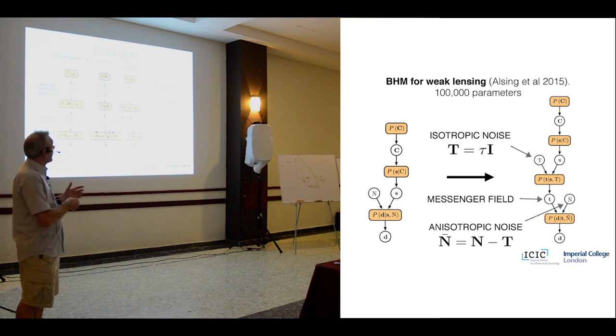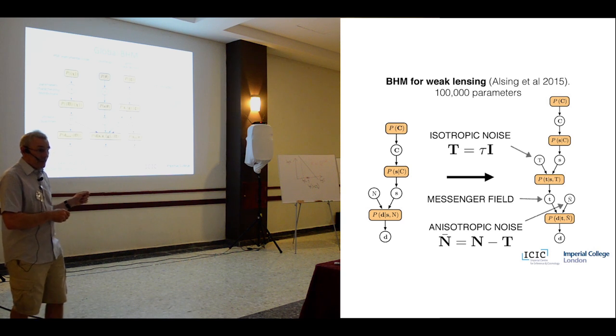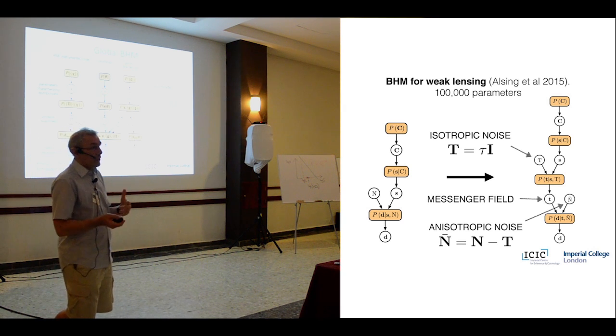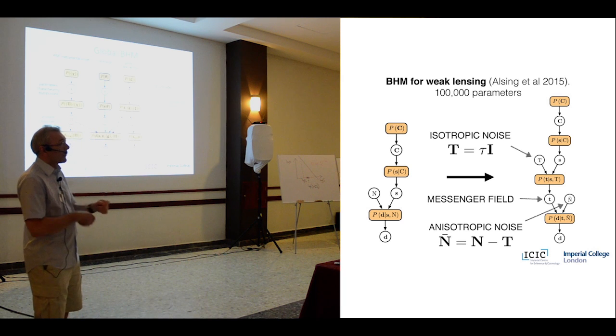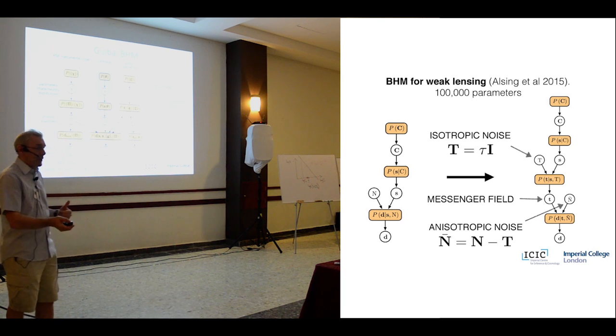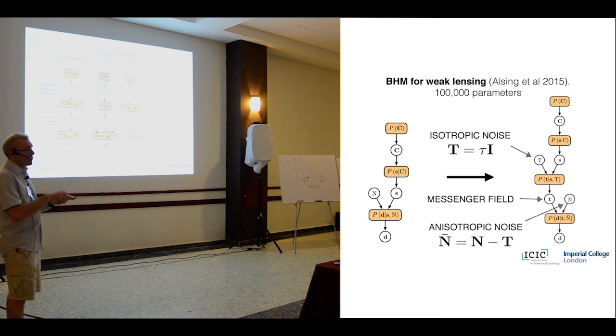So what you can do is to build a more complicated Bayesian hierarchical model that includes, say, the photometric redshift distributions as well. So you can sample the true redshifts given the measured photometric redshifts, or the posteriors on the redshift. So in principle, you can build a very complex model that includes all of the physical effects.